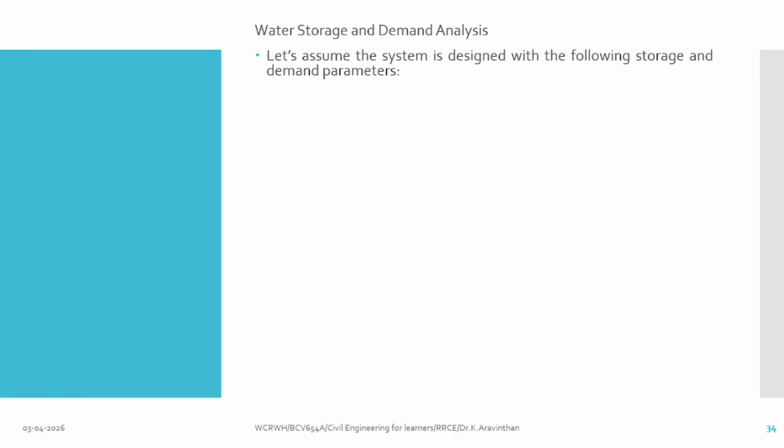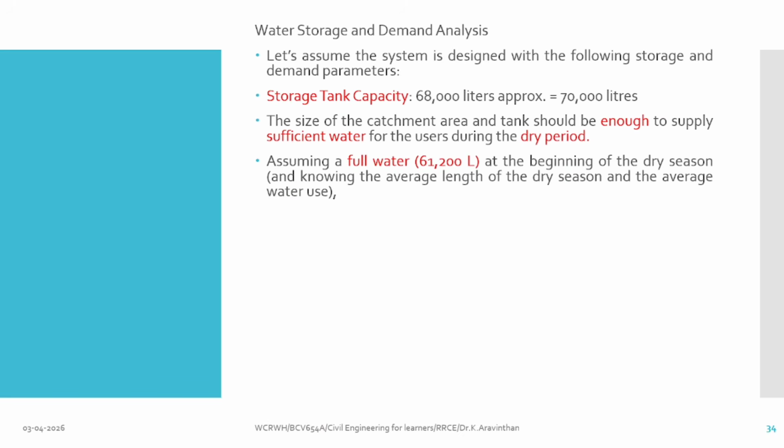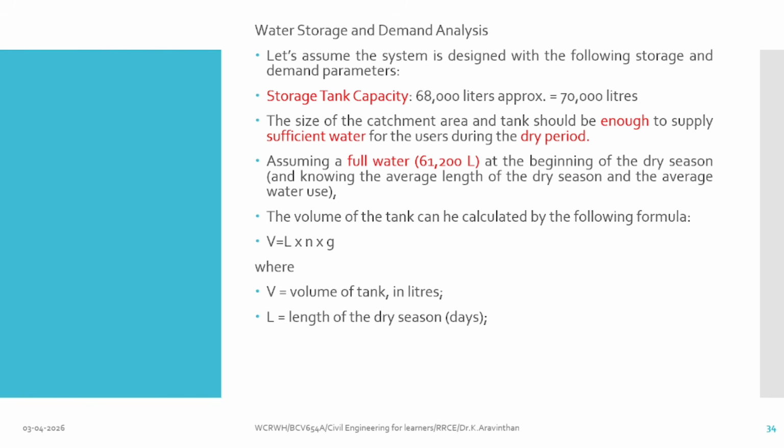Now let us come to water storage and demand analysis. The dry period is assumed as 100 days, the hot dry period. For that, what is the formula? L is the length of the dry period, taken in number of days. V is the volume of the tank in liters. N is the number of people using the tank. And G is the consumption in liters per capita per day. This you can use for domestic consumption or for gardening purposes, etc.